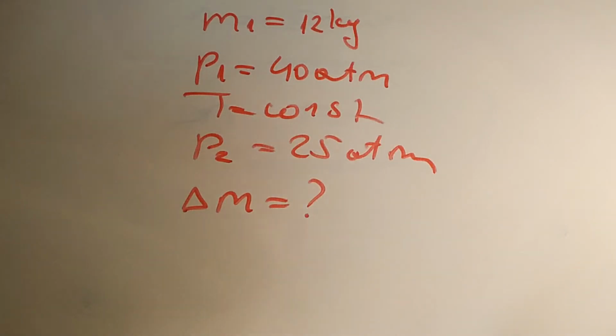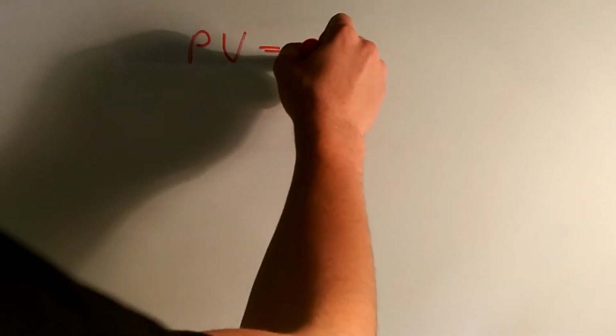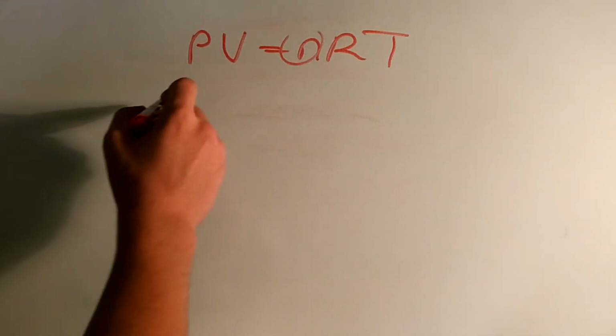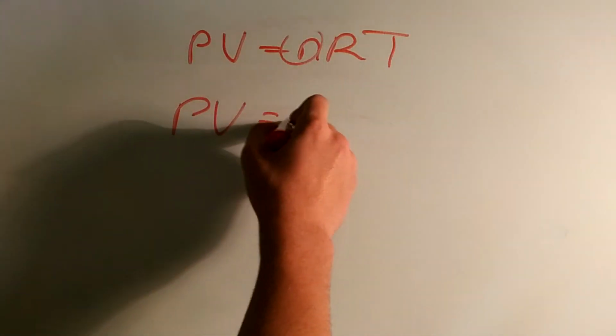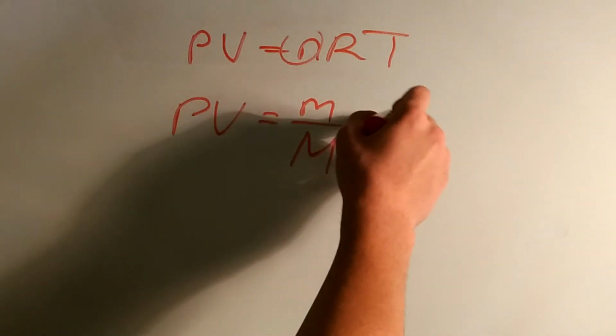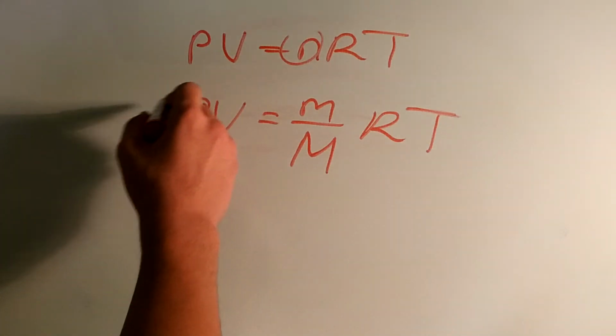Now, this problem is very similar to the last one, only in this case we're looking for the mass instead of the number of moles. The ideal gas law was P times V is equal to N times R times T. Here the number of moles, we can write it as the mass of the gas over the molar mass, times the gas constant times temperature.